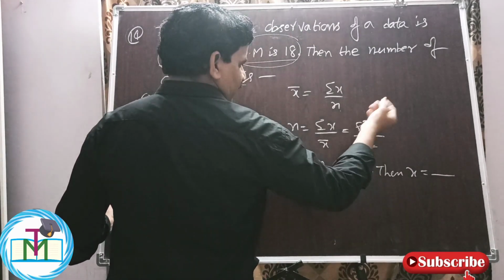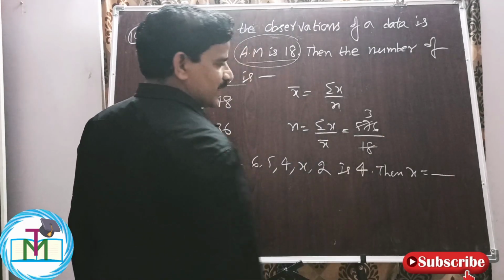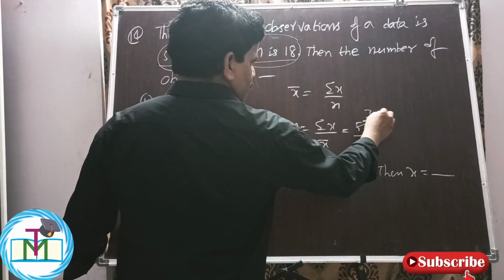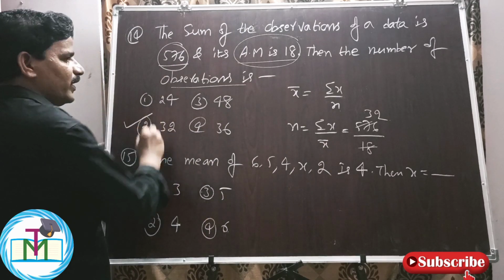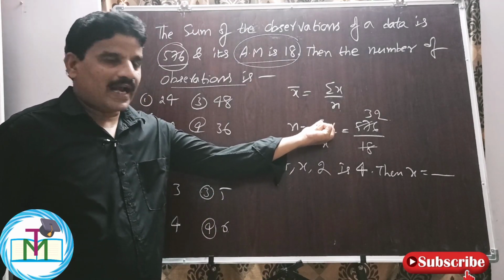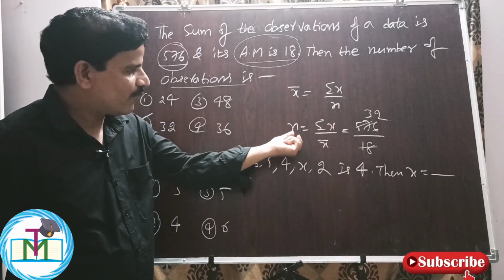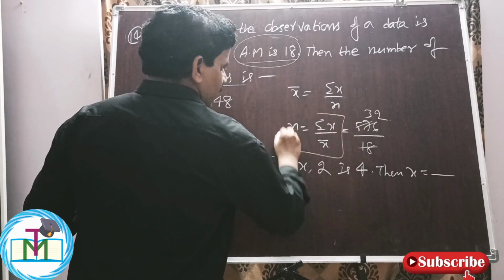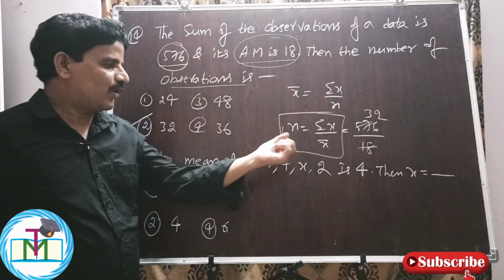18 goes in 57 three times. 3 times 18 is 54. 3 left, bring down 6, 36. 18 goes 2 times. So 32. Option 2 is the right answer. Therefore, whenever the sum of all observations and the mean are given, this is the formula for calculating the number of observations: n is equal to sigma x by x bar.